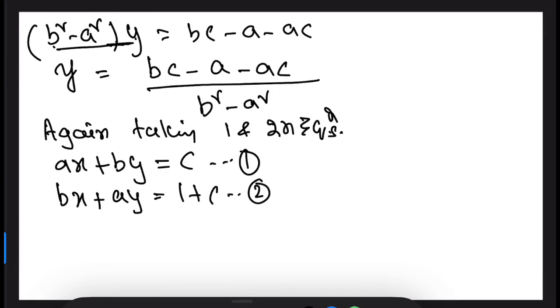So we want to get the x value. What we will do is that the y variable should be eliminated. So what is the y coefficient? B. So we will multiply this equation with b, this equation with a. Second equation y coefficient is a, so first equation we shall multiply with a, and first equation coefficient of y is b, so we shall multiply second equation with b.